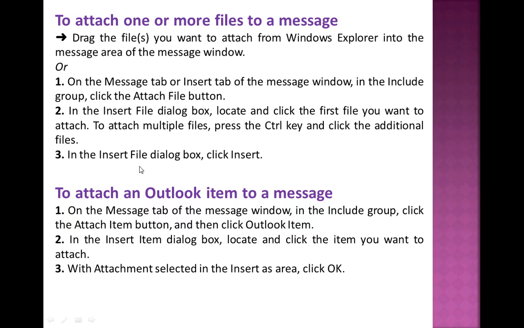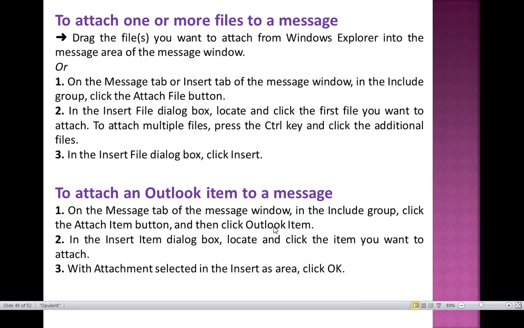The third point says in the insert file dialog box, click on insert. Then how to attach an Outlook item to a message? Simply go to the insert tab or message tab, click the attach item button, click on Outlook item. In the insert item dialog box, click on the item that you want to attach. With attachment selected in the insert as area, click on the OK button. It means you can insert the items at any point of time in any area in which you want to insert the Outlook item.